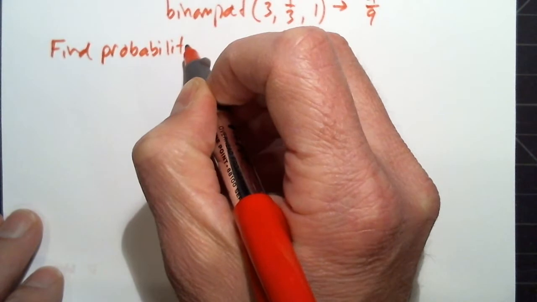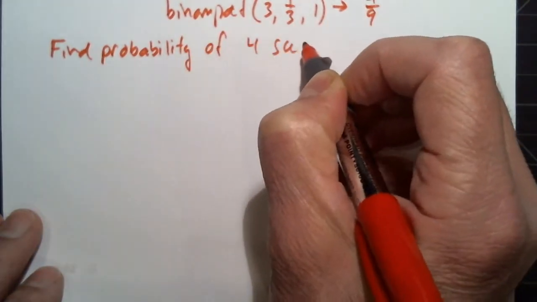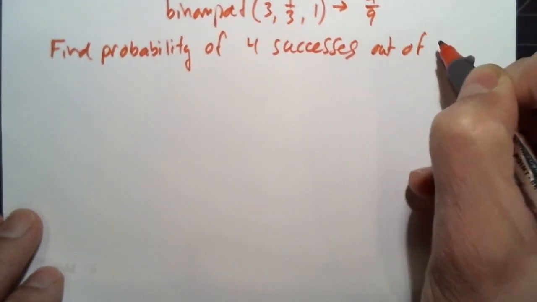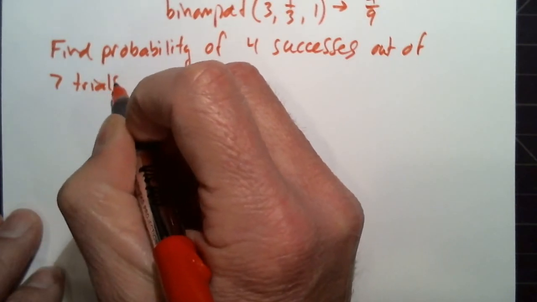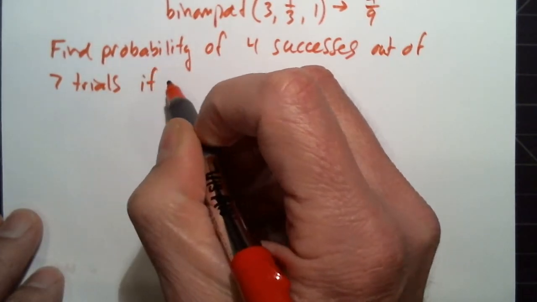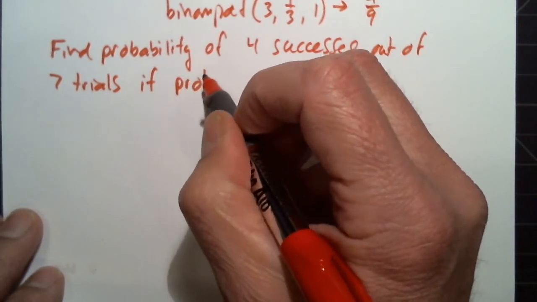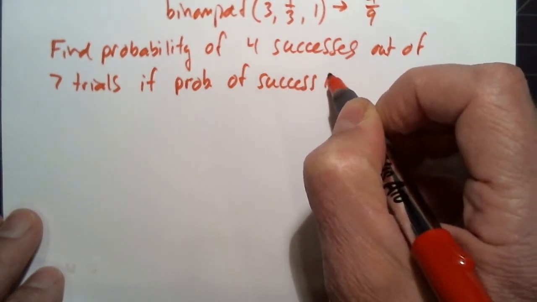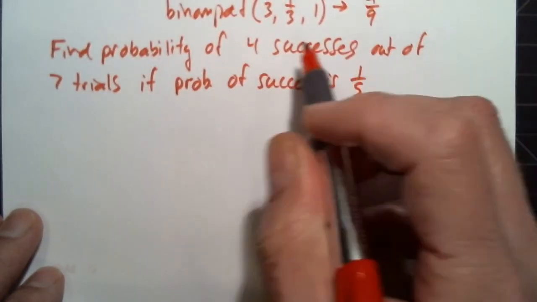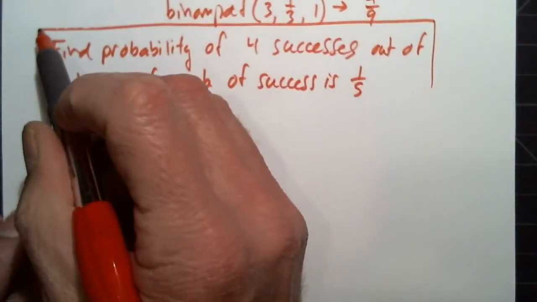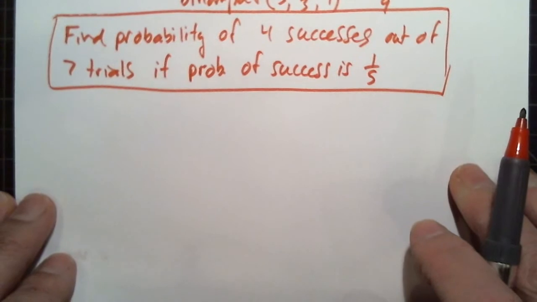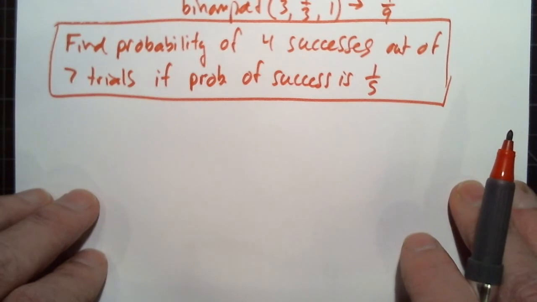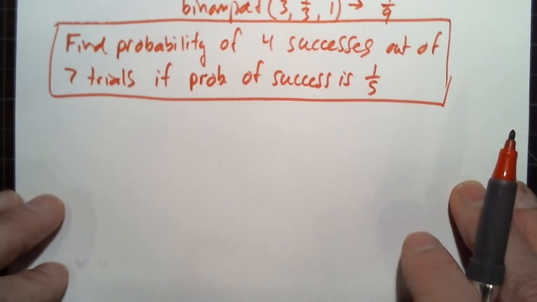Find the probability of 4 successes out of 7 trials if the probability of success is 1/5. Okay, pause the video and try that with no calculator and with the calculator.